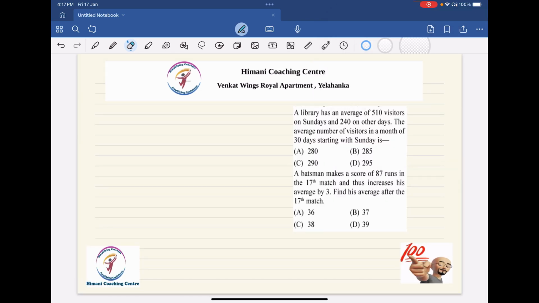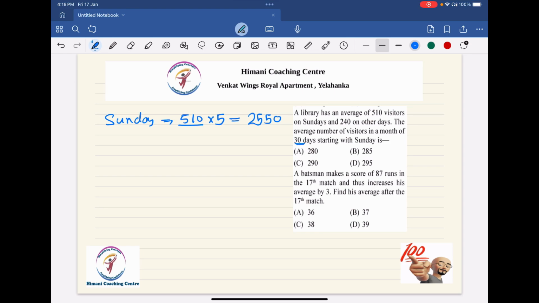The question says a library has an average of 510 visitors on Sundays and 240 on other days. Find the average number of visitors in a month of 30 days starting with Sunday. We are told that each Sunday there are 510 visitors. Now the month of 30 days starts with a Sunday, so how many Sundays would be there? You can calculate there would be 5 Sundays. So on 5 Sundays, every Sunday there are 510 visitors. So total visitors for 5 Sundays would be 2,550, since 5 ones are 5 and 5 fives are 25.